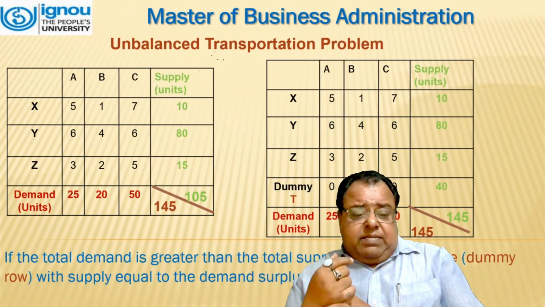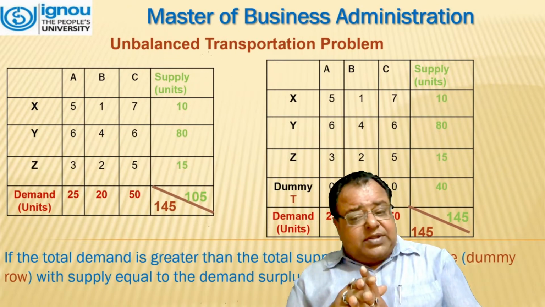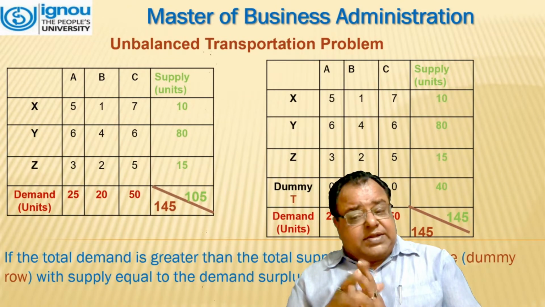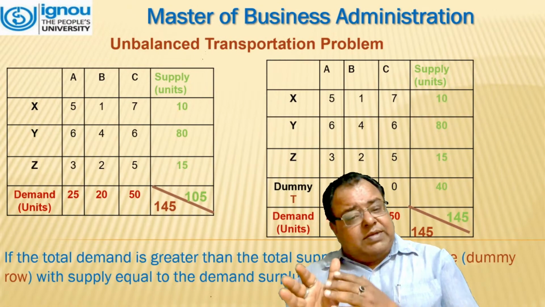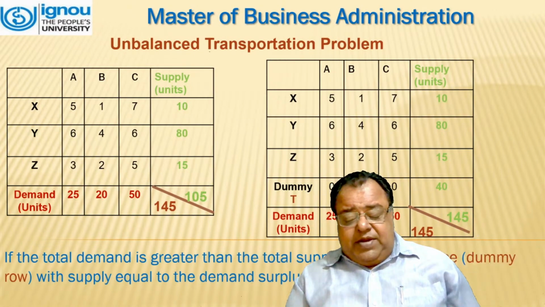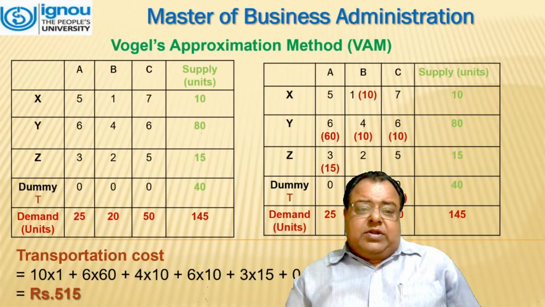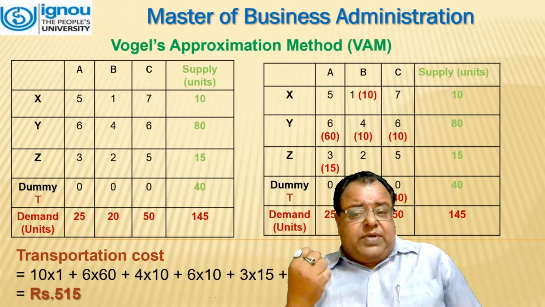If the total demand is greater than the total supply, a dummy source, that is a dummy row, with supply equal to the demand surplus is added. That is what we have done. Now, the problem is similar to the earlier one. We will be applying Vogel's approximation method. Minimum value. The problem is like this, and the optimal solution is obtained.